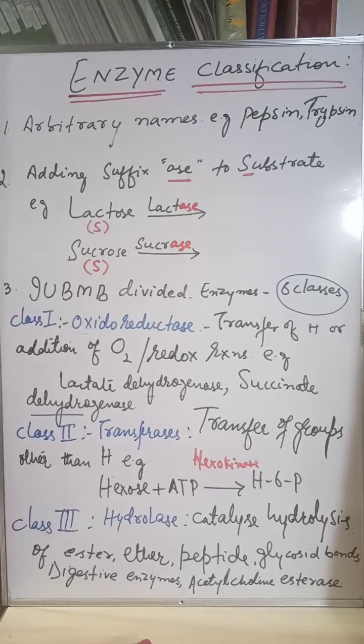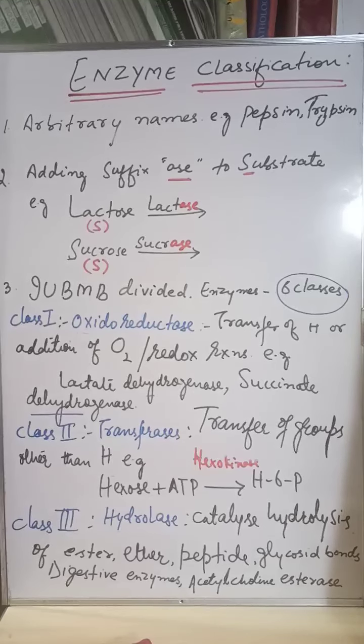Like ester, ether, peptide and glycosidic bonds, and these bonds are present in biomolecules. And for example, there are digestive enzymes. You know the digestive enzymes, whether they are working in the intestines, in the small intestine, they require water. So they are the hydrolases. And there is one more example: acetylcholine esterase. So this is the third class of enzyme. Now let us see the fourth class of enzyme.